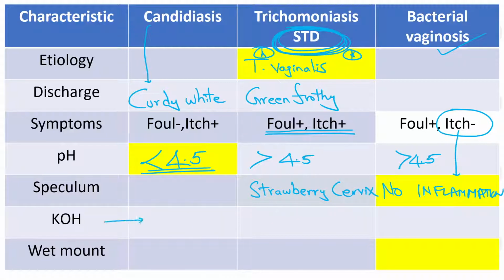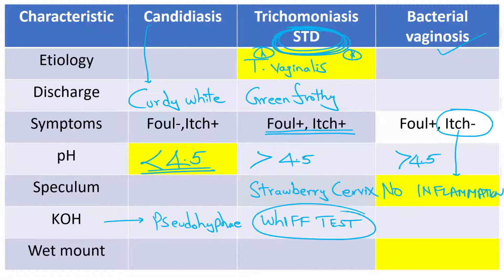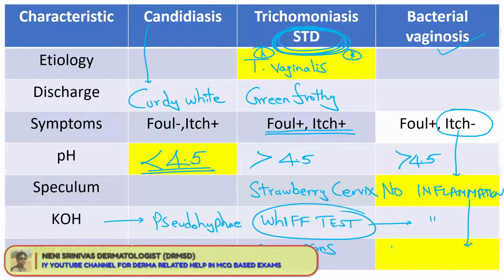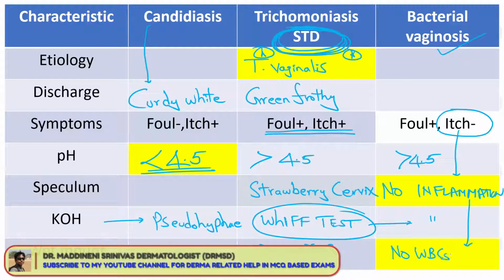And if you do a potassium hydroxide in candidiasis, we can see pseudo hyphae. And in the case of trichomoniasis, a whiff test can be performed, and not only in trichomonas but also in bacterial vaginosis the whiff test can be positive. And in the wet mount we can observe WBCs in this condition, and the organism trichomonas can be noted here. And because there is no inflammation in bacterial vaginosis, in wet mount we are not going to see any WBCs.